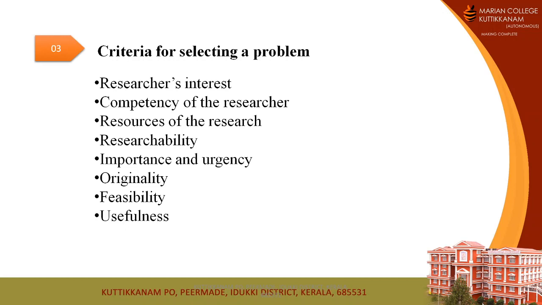Then moving to the criteria for selecting a research problem. The first one is that it should be based on the researcher's interest. The second one is that it should be based on the competency of the researcher. The third one is the resources of the researcher. That means every research is expensive and time consuming, so the financial resources and time resources of the researcher influence the selection of the topic. Then the fourth one is researchability. There should be scope for researchability.